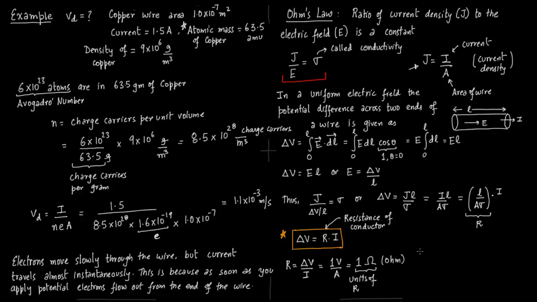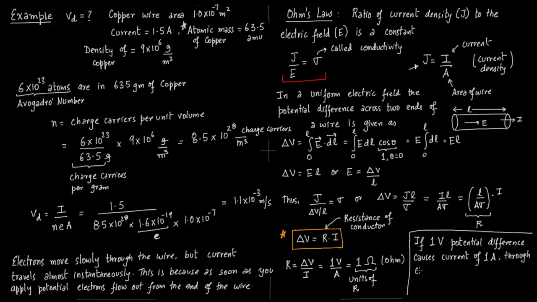So let us rewrite this. If 1 volt of potential difference causes a current of 1 ampere to flow through the conductor of the wire, then the resistance of that conductor is 1 ohm.